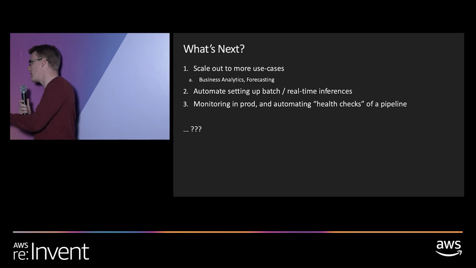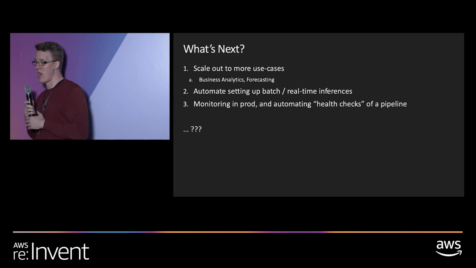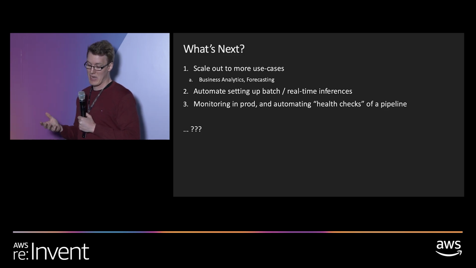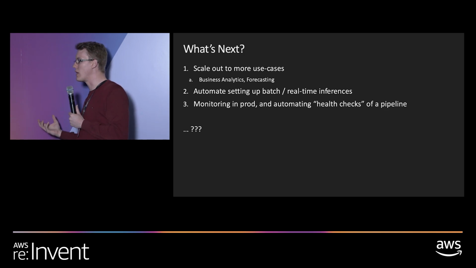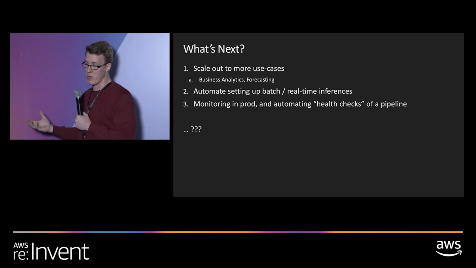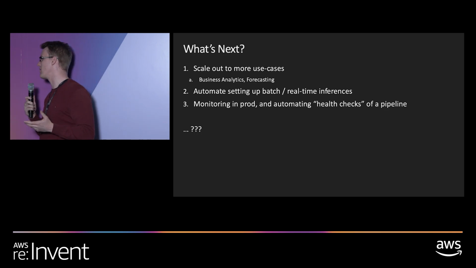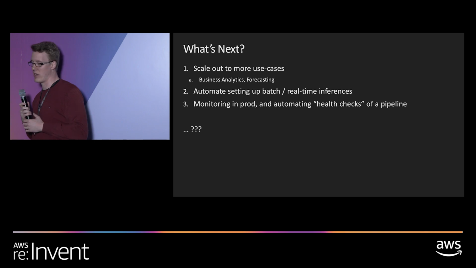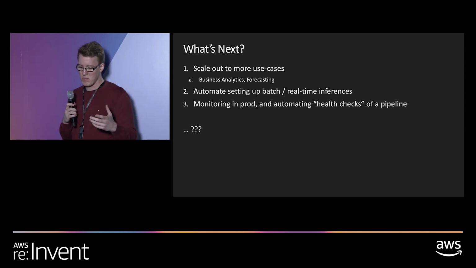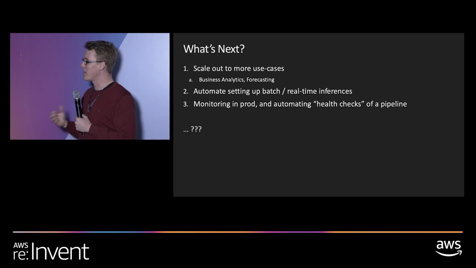So both batch predictions and real-time inference. And some of the key pieces there, that may involve serverless in the future, especially given some of the announcements at reInvent this year. And finally, monitoring in production. We don't have a great story around monitoring models in production at the moment, so that's one area we're looking to improve. And things like automating health checks of a model, of a pipeline rather. So that's the general summary of what we're looking at next for machine learning platform at NerdWallet.